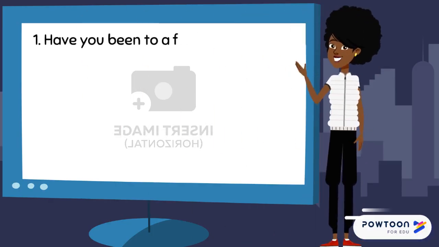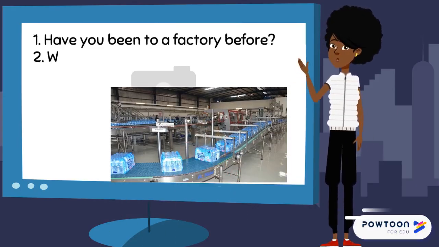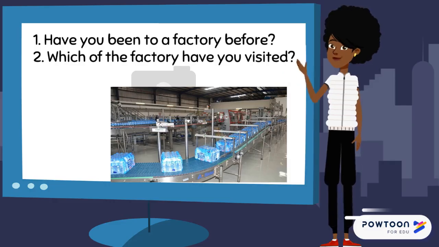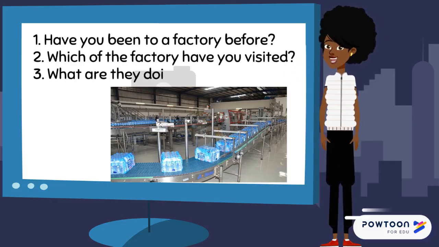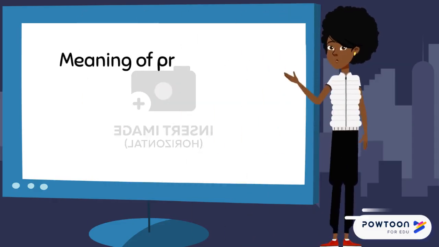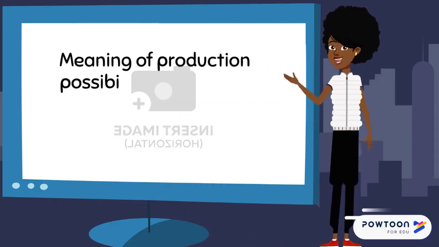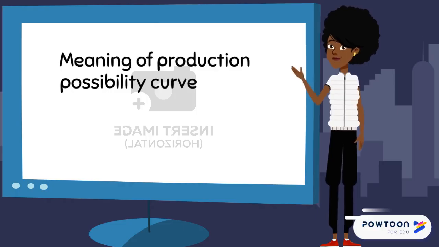Have you been to a factory before? Which of the factories have you visited? What are they doing there? This brings us to our topic today, which is the production possibility curve.